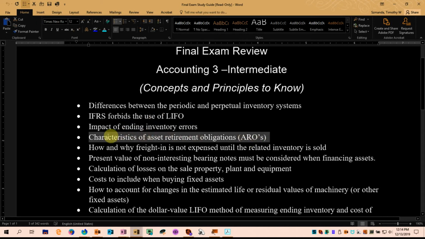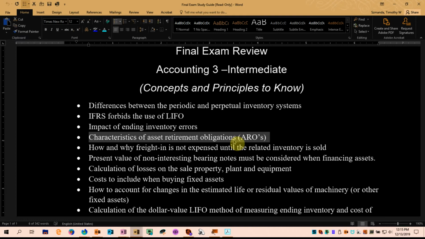Know the characteristics of asset retirement obligations, and you may recall that these are anticipated expenditures that will result at the end of a project, for example, in the life of a project. And so you will begin to recognize some of these expenses throughout the term of the income-producing years of the project, so that when the project ends, you will have the funds available to pay these asset retirement obligations.